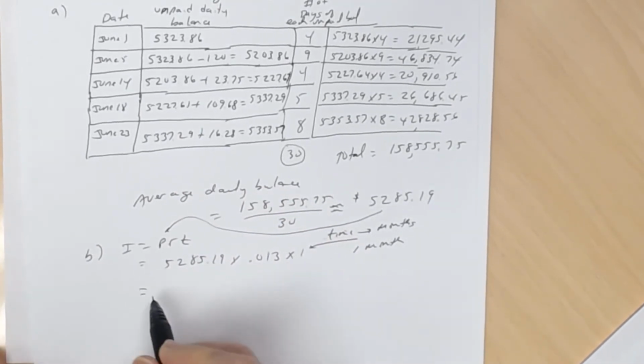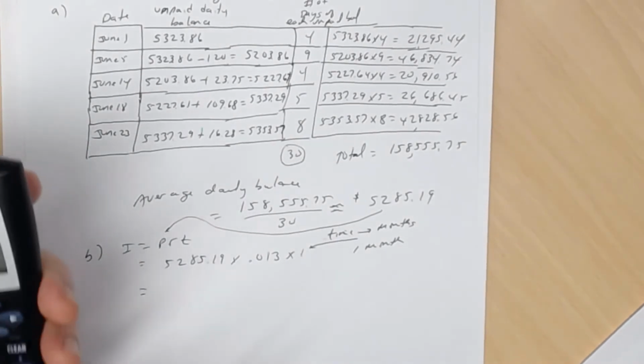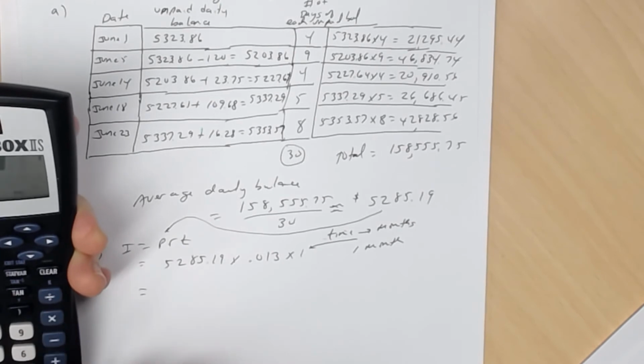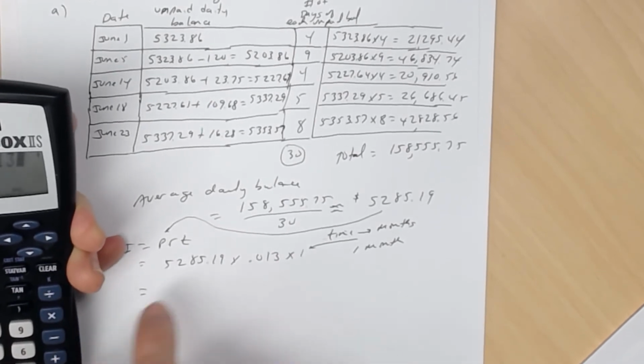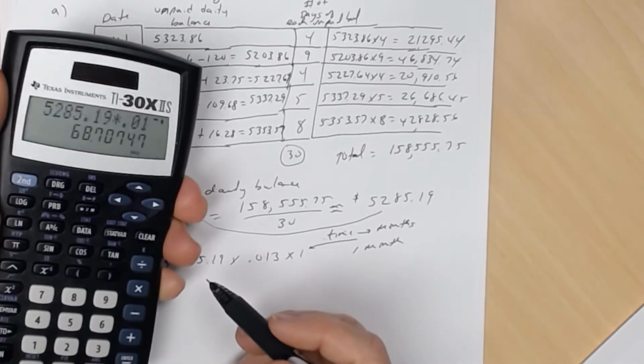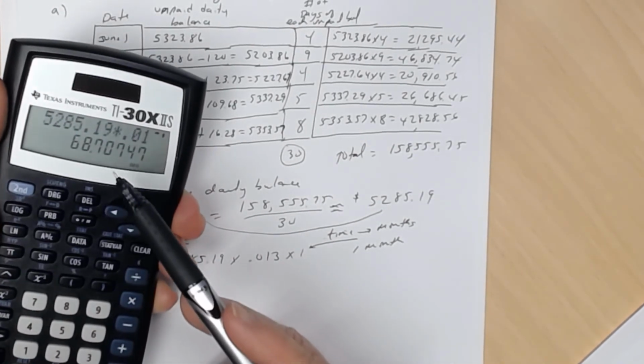And so therefore the interest, let's see what that is. So the interest will be 5,285.19 times 0.013 times 1 equal to the nearest cent. To the nearest cent, you get $68.71.